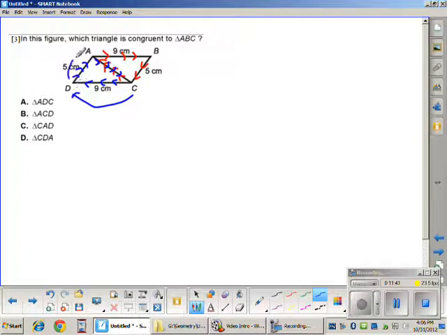So again, this one is all about the order mattering. If in the given triangle we start at A, travel to B, then down to C, which is what's given here, we need to follow the same path along the 9, down the 5, and then back up the middle.